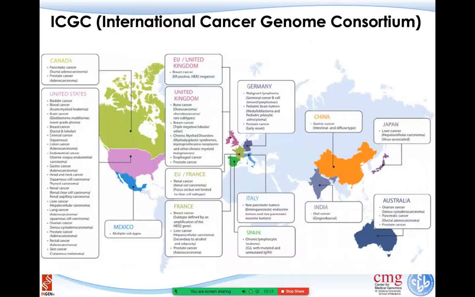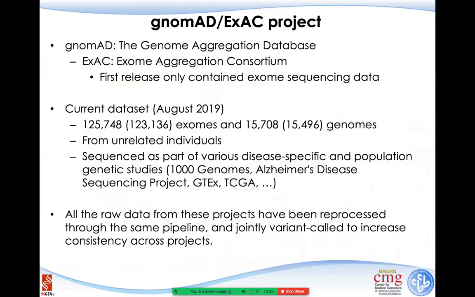Similar to the TCGA project, there was an international effort with a very similar goal, to understand the different molecular features of cancer, and eventually TCGA became part of this international effort, the ICGC consortium. The data is also publicly available.